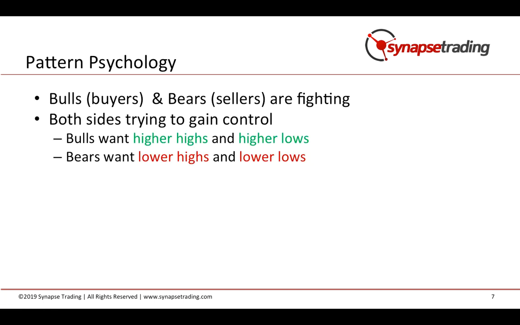Okay, so before we talk about the trading strategy, what is the psychology behind this pattern? Because the psychology will help you understand what the market players are trying to do. You should know what either side is trying to go for, and what are the clear signs that show which side has won the battle. So in this pattern, the buyers, represented by the bulls, and the sellers, which are the bears, are fighting to gain control of the direction.